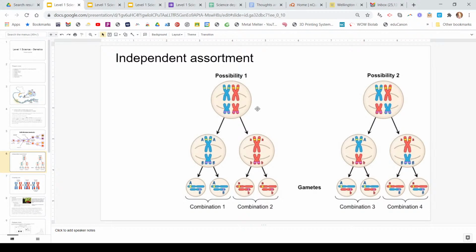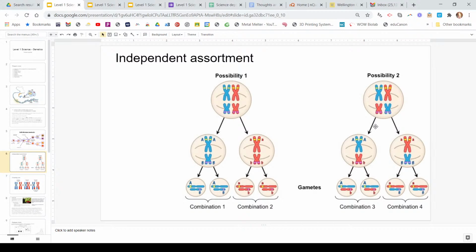And so independent assortment just means that dad's could go on the left or dad's could go on the right. In these lower two, we can see that dad's blue chromosome is on the left and mum's is on the right, whereas in possibility 2, we've got mum's on the left and dad's chromosome on the right. So that's independent assortment: the lining up of those homologous chromosomes independently of every other pair.